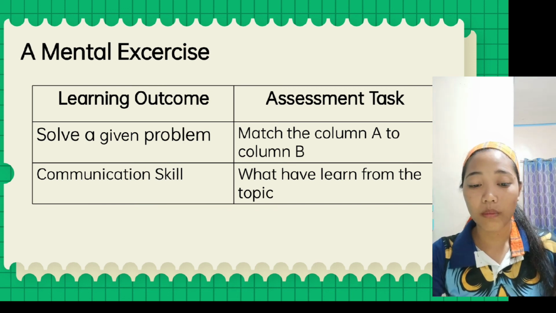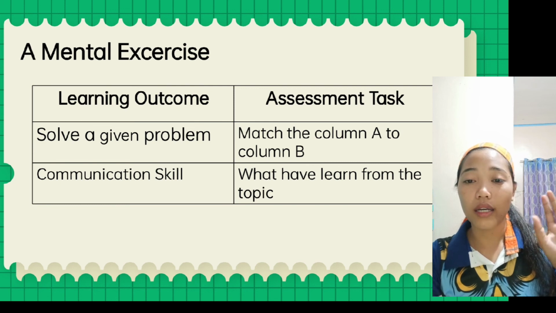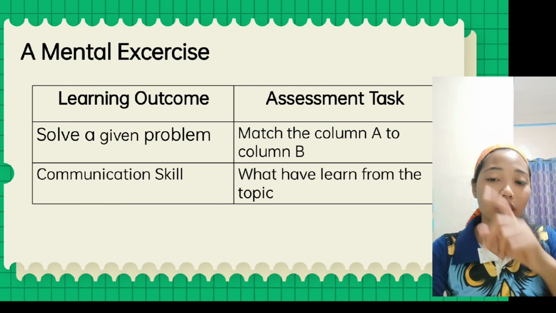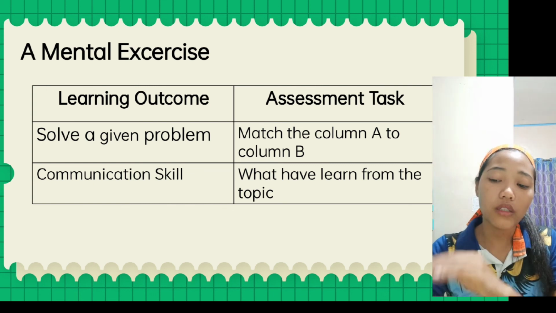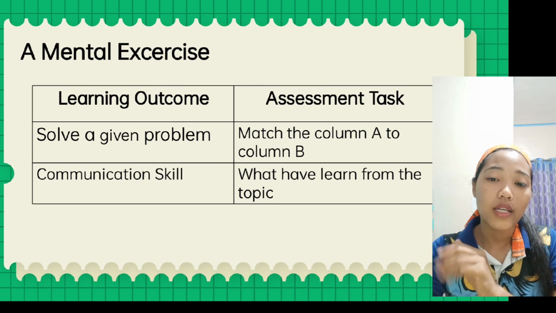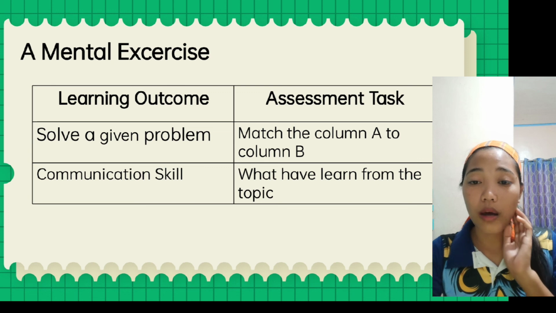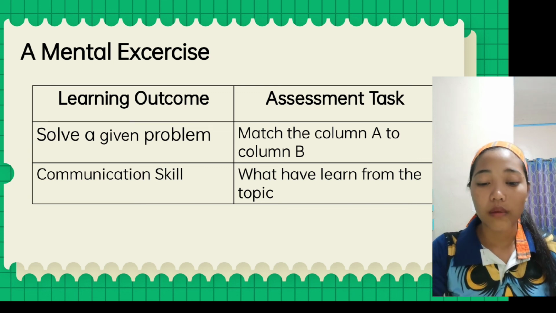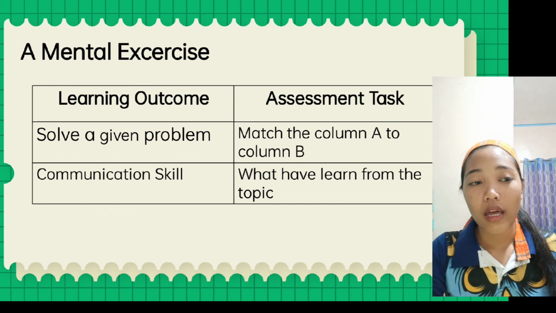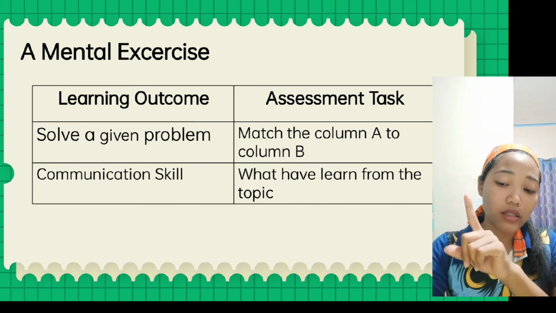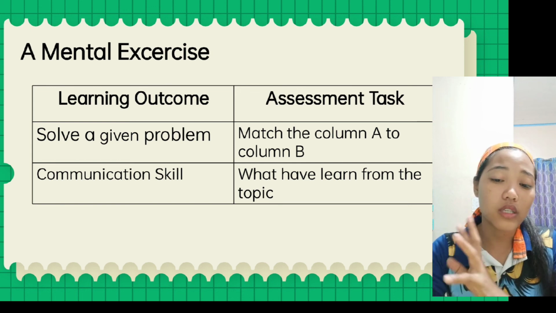The first learning outcome, or the goal, is to solve a given problem. So the student will learn how to solve a given problem. And then the teacher gives a task to match column A to column B. Do you think the assessment task here is aligned to the learning outcome? Of course not, because the learning outcome here is for the student to know how to solve a given problem, but the given task is to match column A to column B, which is not aligned.